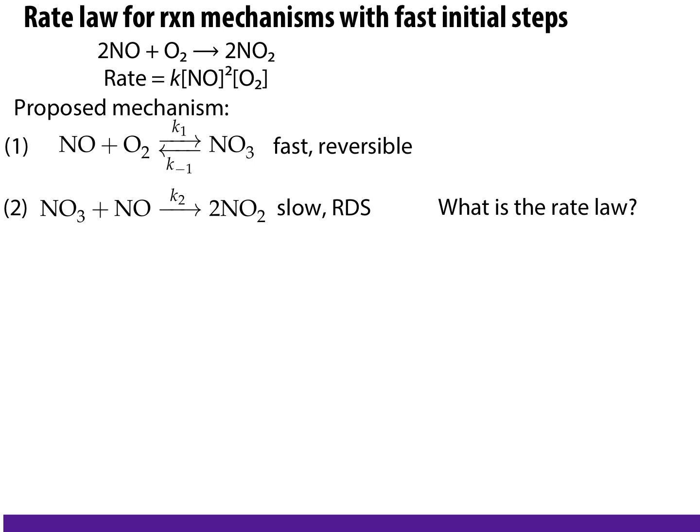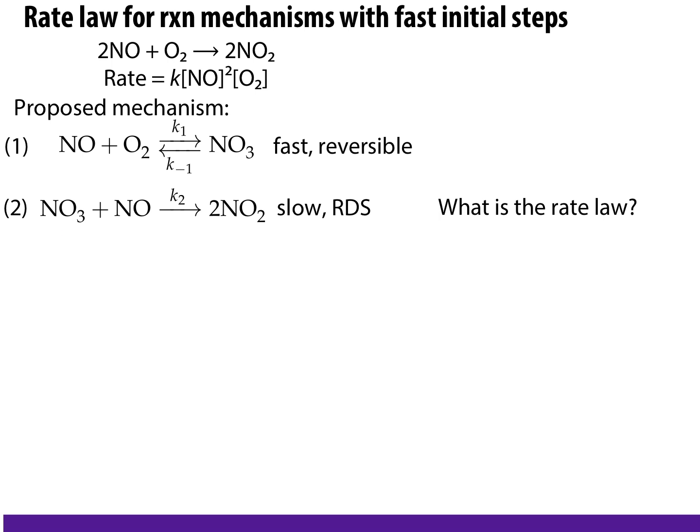In our case, we're going to focus on mechanisms where there might be a fast initial step that could reach equilibrium. So let's look at this example. 2 NO react with O2 to make 2 NO2 molecules as the products. And we have the experimental rate law is k[NO]^2[O2]. Here's a proposed mechanism: first 1 NO molecule collides with O2 and goes to NO3. In this mechanism, this is a fast step that is reversible. So it goes in both the forward direction and in the reverse direction, unlike the steps we've looked at so far. NO3 can sort of fall apart back into the NO and O2.